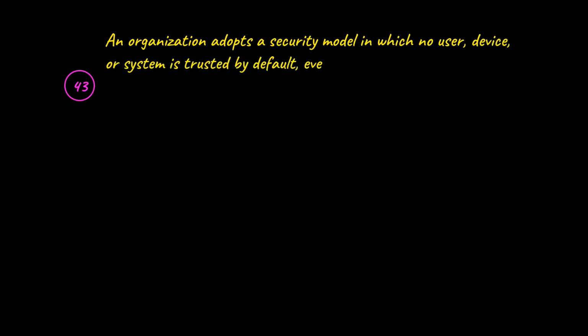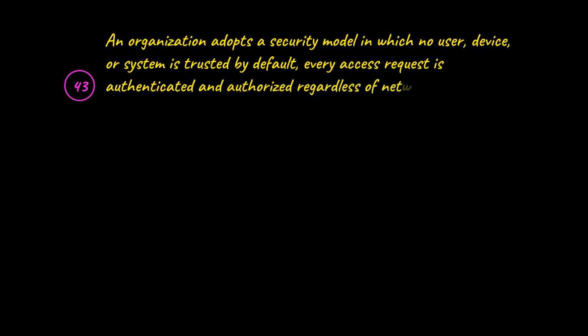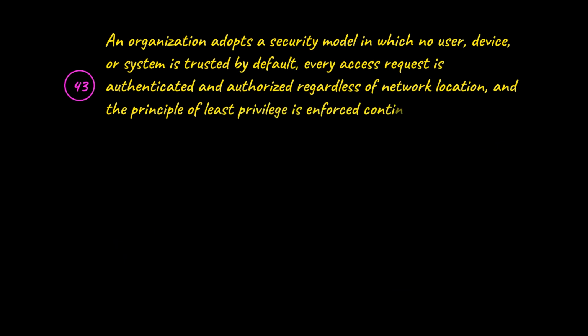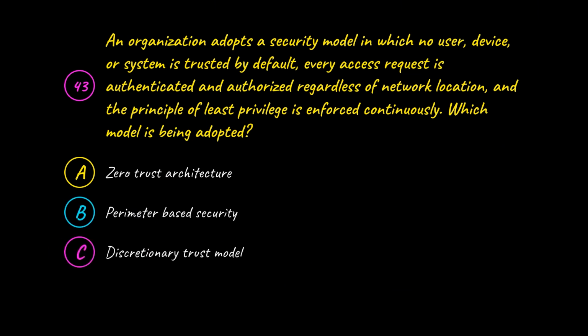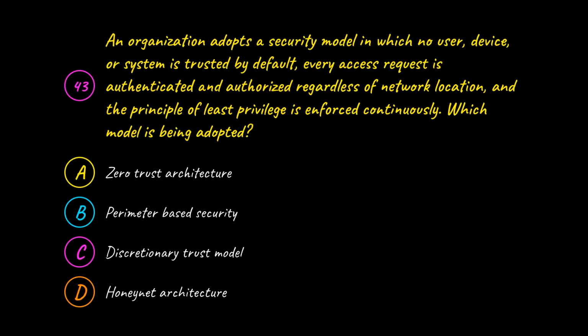Question 43. An organization adopts a security model in which no user, device, or system is trusted by default. Every access request is authenticated and authorized regardless of network location, and the principle of least privilege is enforced continuously. Which model is being adopted? Your options are A. Zero Trust Architecture, B. Perimeter-based security, C. Discretionary Trust Model, D. Honeynet Architecture. Before I reveal it, which one do you think is right?